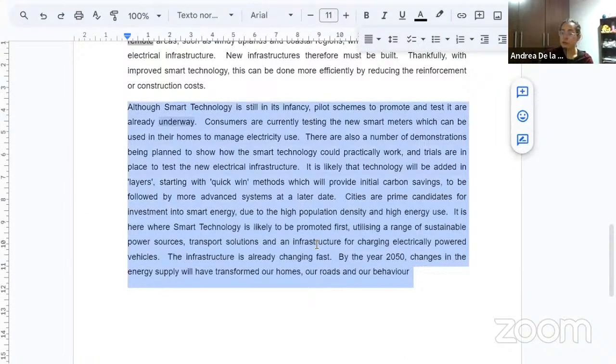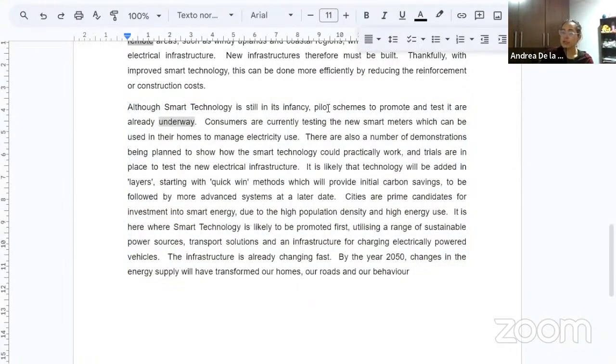And then you should pay more attention to this paragraph. This is the conclusion. And it says, although smart technology is still in its infancy, pilot schemes to promote and test it are already on the way. Consumers are currently testing the new smart meters. So basically, I think it talks about the implementation of this new smart technology, how there are some pilot schemes going on right now, how people are testing it.